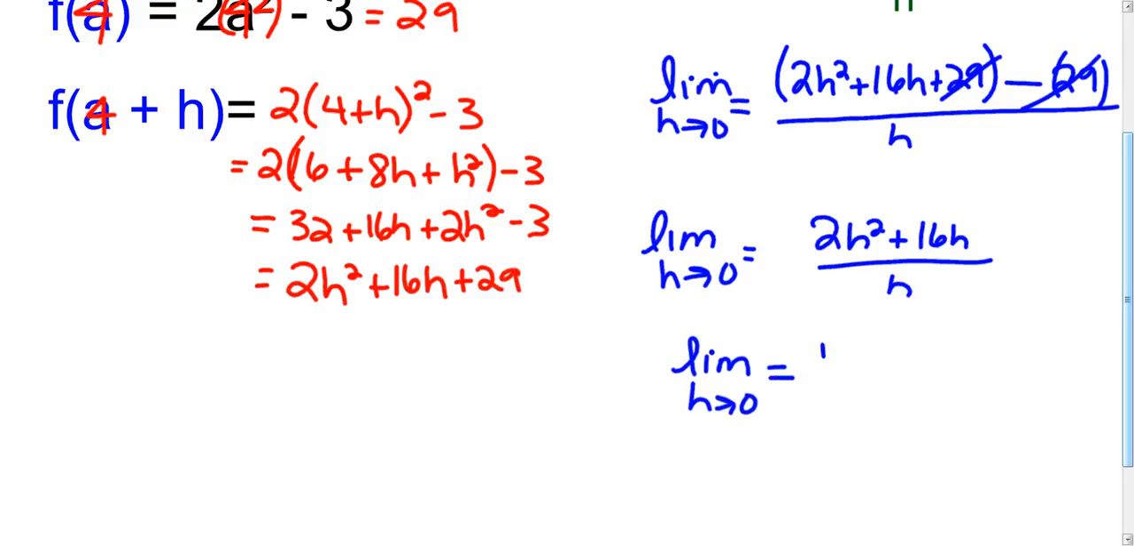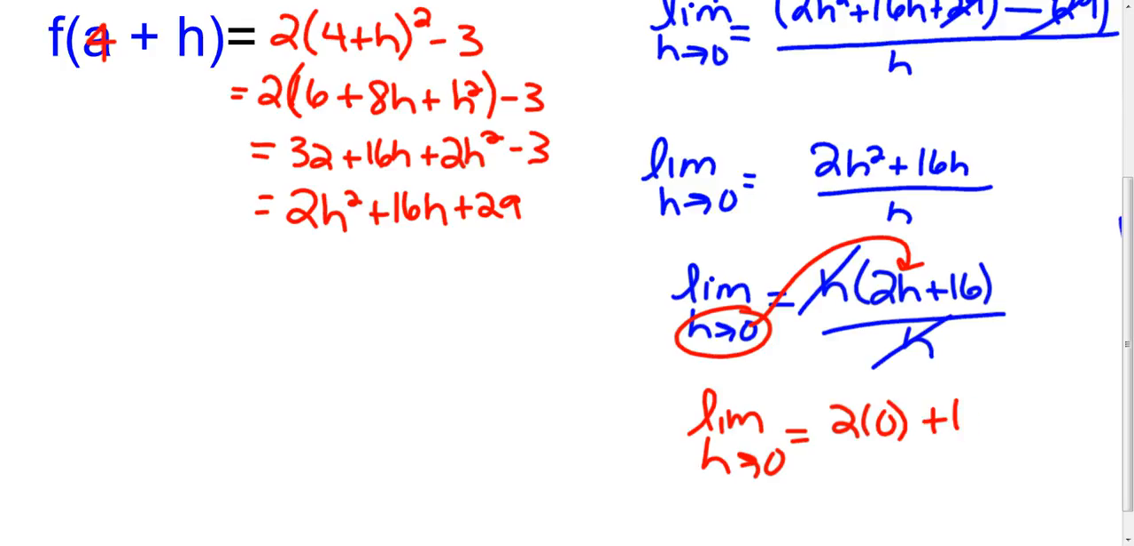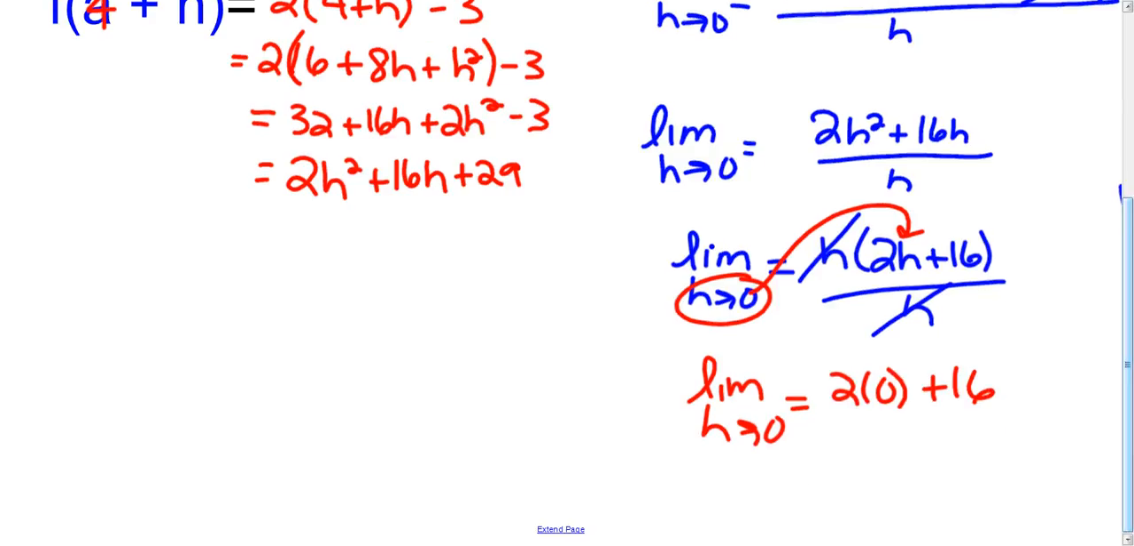So I am just going to factor out an h. I could factor out a 2h, but all I really need is the h's to cancel. So I will factor out that h, and then I will have (2h plus 16) all over h. These cancel. Now, if I plug my h value of 0 in, the limit as h approaches 0 is basically 2 times 0 plus 16, which becomes 16.